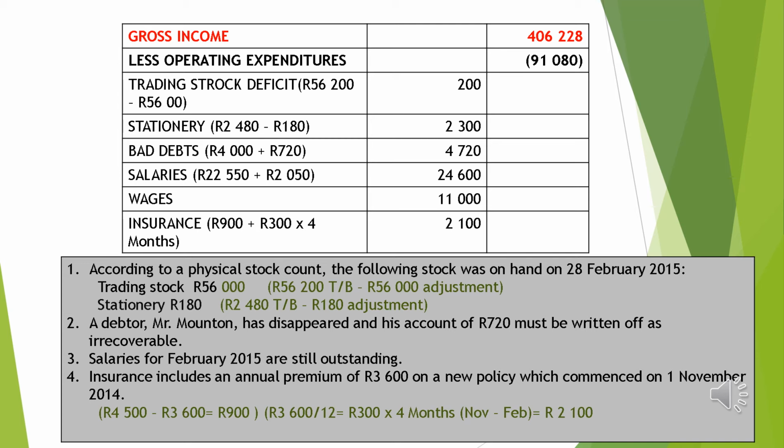November, December, January, February. So if we say 300 rand times 4, you get 1,200. 1,200 plus the 900 rand that we have paid before the new policy commenced. Then you get your 2,100.